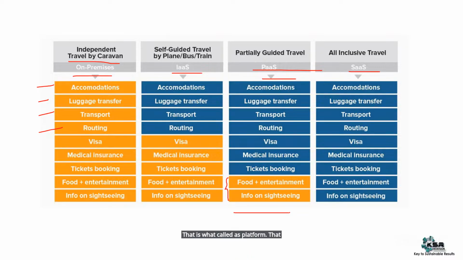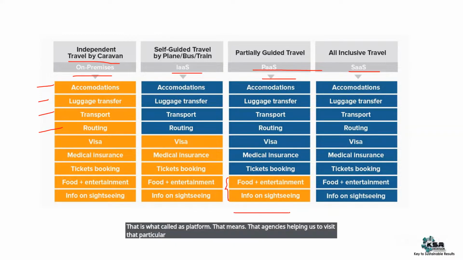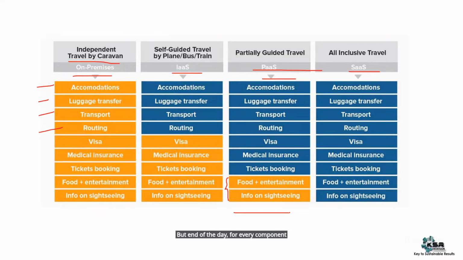That means that agency is helping us to visit that particular place. They are driving us. But at the end of the day, for every component, you have to pay a certain amount. That is called a platform. You are getting a platform from that agency. They are not managing everything. At the end of the day, you are paying from your own pocket.